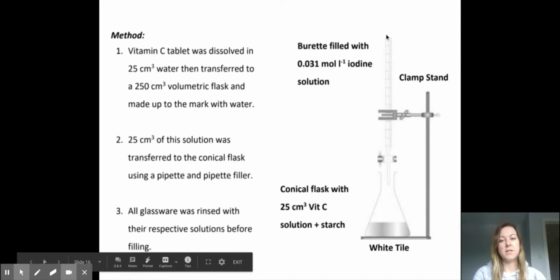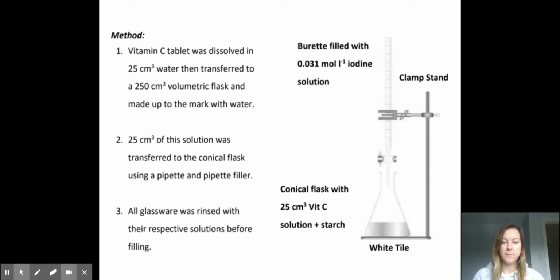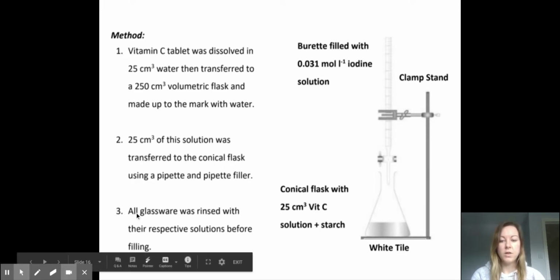The method then is a vitamin C tablet was dissolved in 25 centimetres cubed of water and then transferred to a 250 centimetres cubed volumetric flask. So the volumetric flasks, remember, are the flasks with the long necks with a kind of round bottom, and made up to the mark with water. So 25 centimetres cubed of that solution, so it's been diluted, was transferred to the conical flask using a pipette and pipette filler. All glassware was rinsed with their respective solutions before filling.